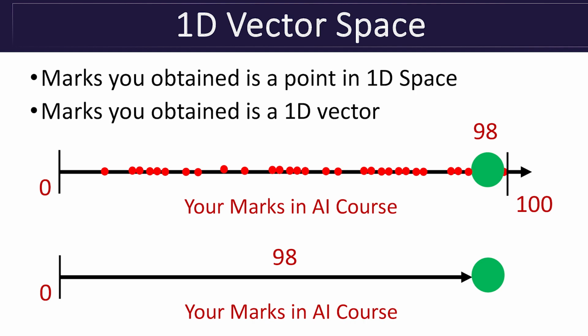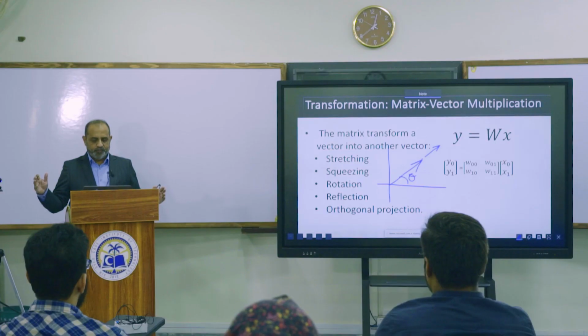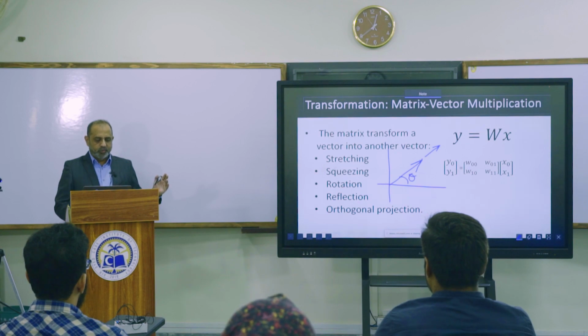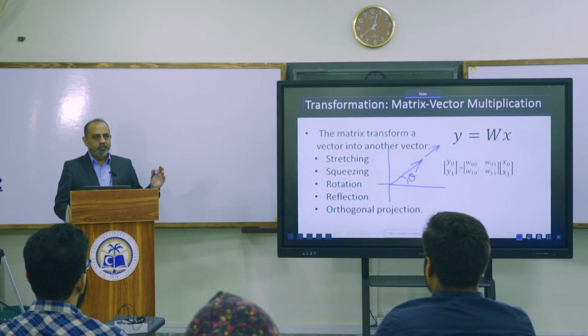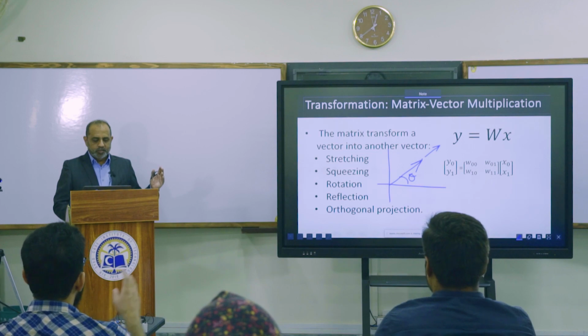I have only one value, which I am just going to place wherever that value is. So a point on a line is basically my vector space. All the students in this vector space will be a point, starting from those who have not performed well to somebody who did the best.